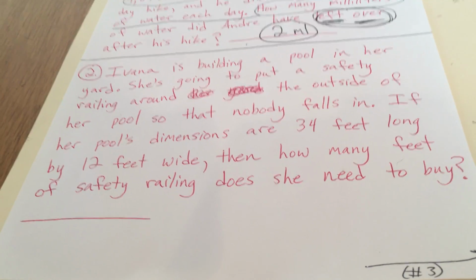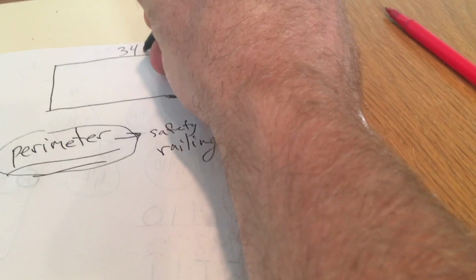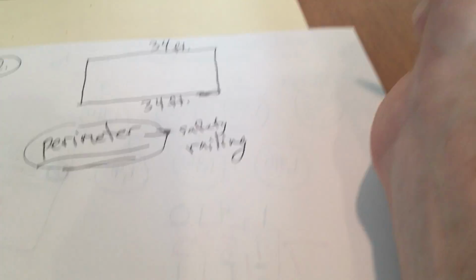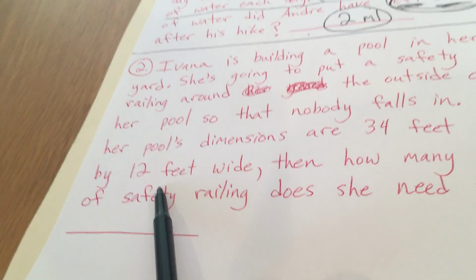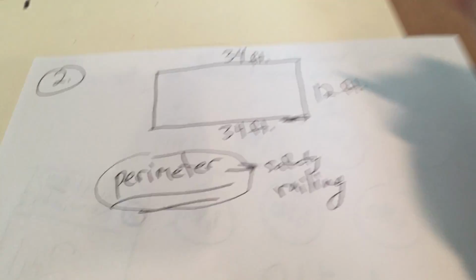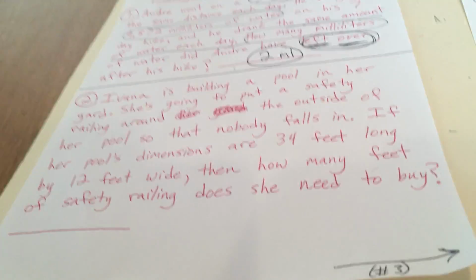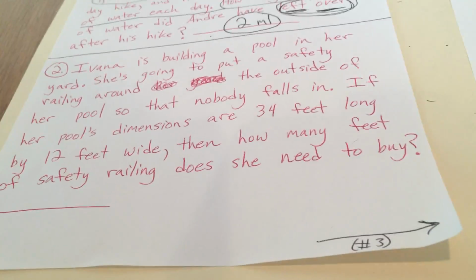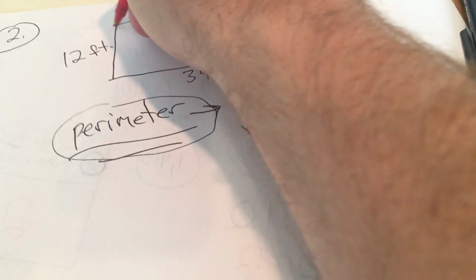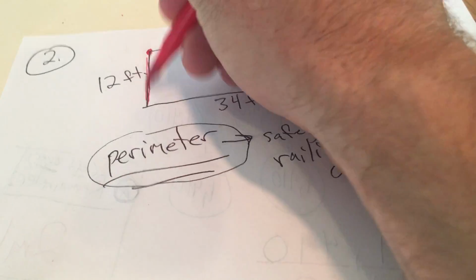So if her pool's dimensions are 34 feet long, that's 34 feet. That means this side is also 34 feet long. By 12 feet wide, it's 12 feet going this way. That means this side is also 12 feet wide. How many feet of safety railing does she need to buy? Okay, so we'll start here in this corner. She's going to put a safety railing here, and it's going to be 12 feet.